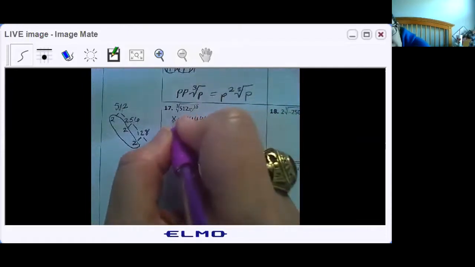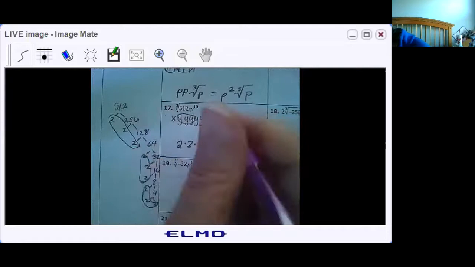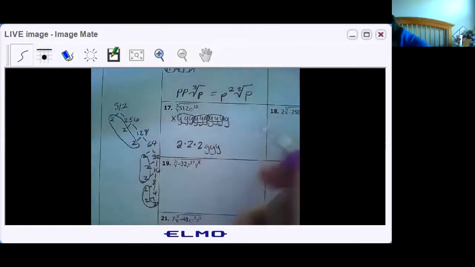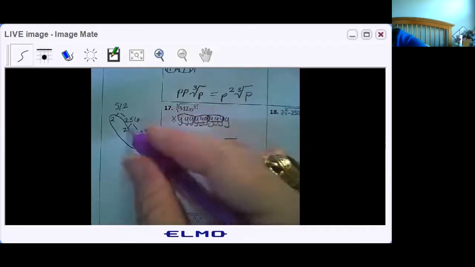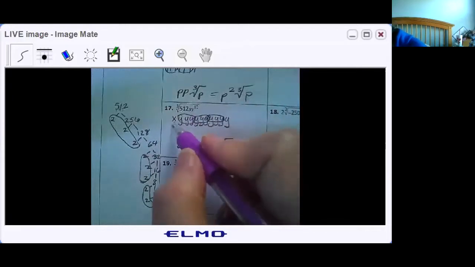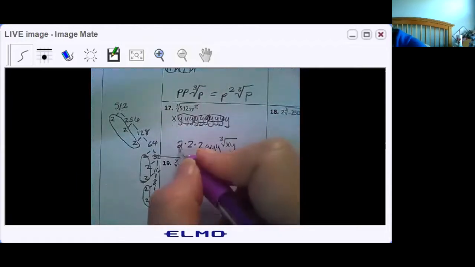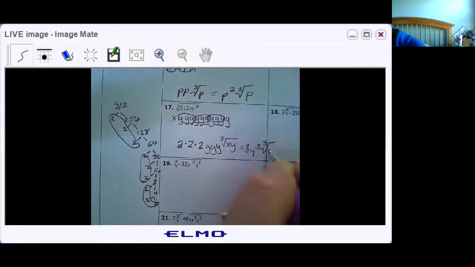Now the x isn't going anywhere because it's a solo guy. And I've got 1, 2, 3 sets of y's. Now, do I have anything left over? Look and see. I used all my 2's. I didn't use an x, and I didn't use a y. So my final answer is 2 times 2 is 4 times 2 is 8. So my final answer is 8y to the 3rd times the cube root of x, y.